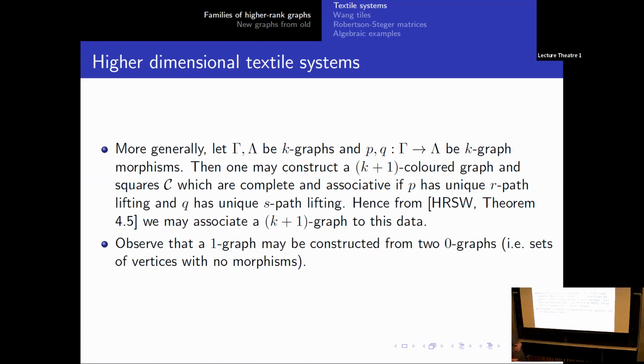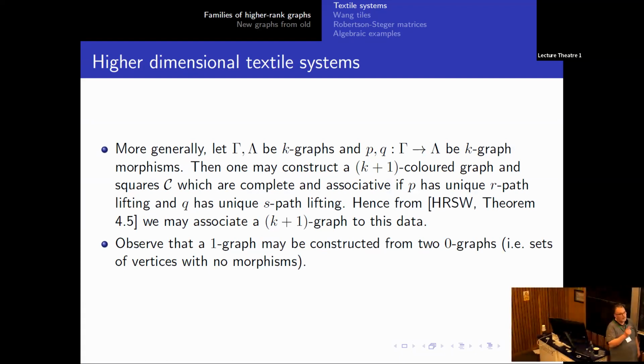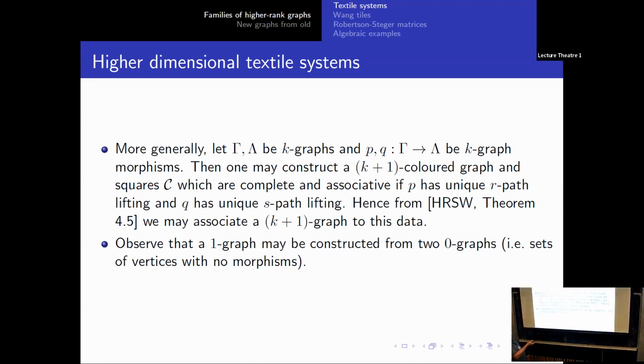And this generalizes to high dimensions. So now you've got K-graphs and two morphisms between them. Then you can construct a K+1 colored graph with squares C, which are colored and associative for free. And that's a big deal. So you can just use the textile system, probably the textile system, to guarantee associativity of the squares. And so you can construct a K+1 color graph, which is complete and has the associativity condition, will give you a K+1 graph.